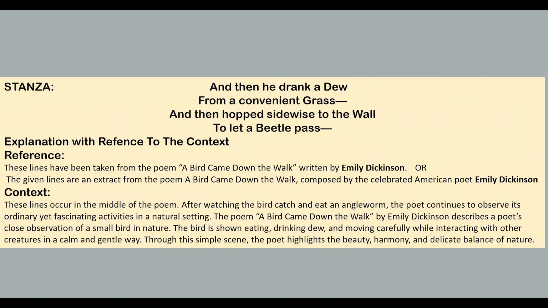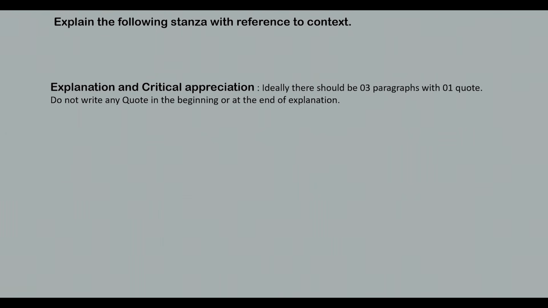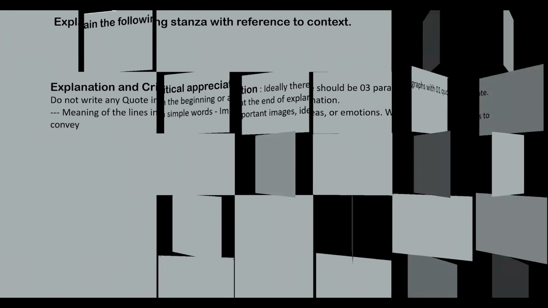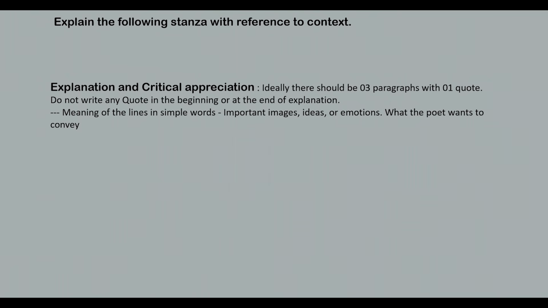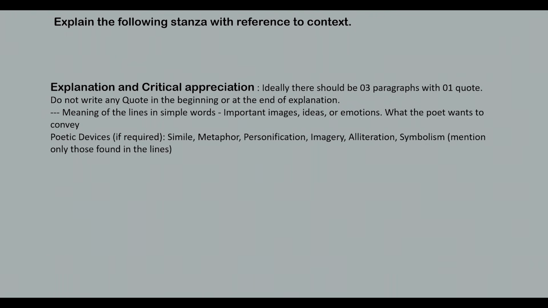Now I will explain the whole explanation and critical appreciation part of the reference to context. First of all, students should be careful about the spelling of the word explanation because it is often written incorrectly. In this section, we should write 3 paragraphs and include at least one quote from the given lines. However, the quote should not be written at the beginning or at the end of the explanation. In the first paragraph, we explain the meaning of the lines in simple and easy English. We describe what is happening in the poem, the ideas, images, or emotions the poet wants to convey, and how the scene affects the reader.